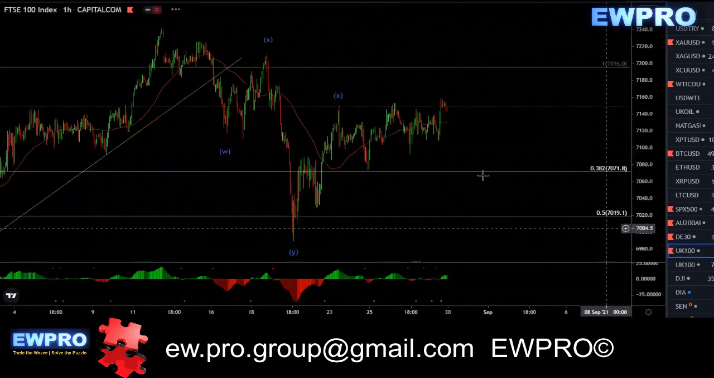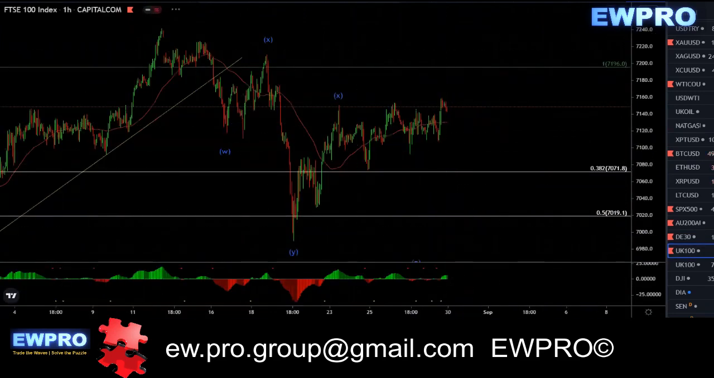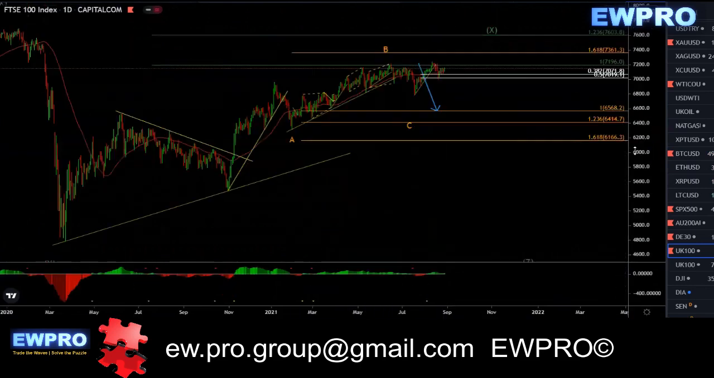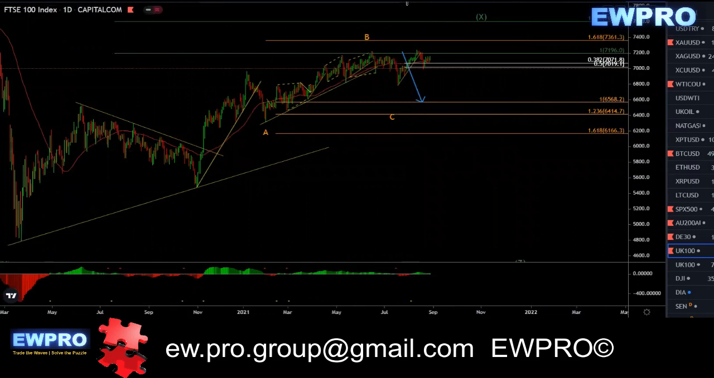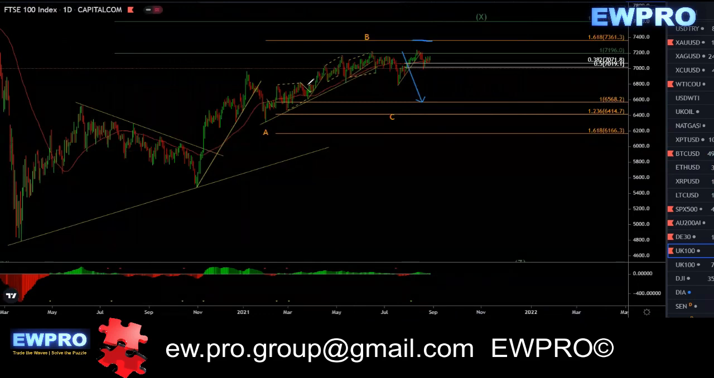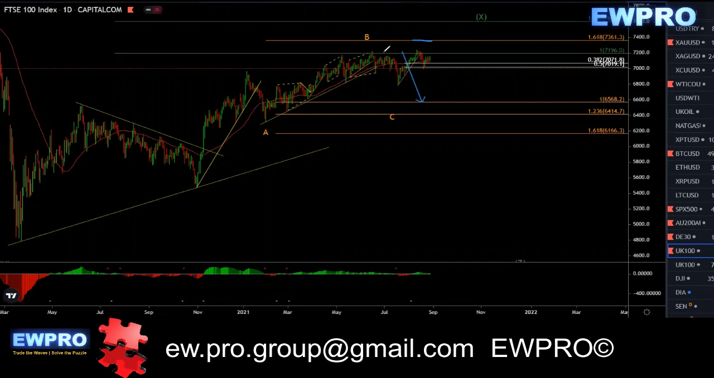The FTSE on the daily. This one we're just about up to that 100 fib as well. This one's not really playing very nice because we really wanted that C down in here before we look for that buy.